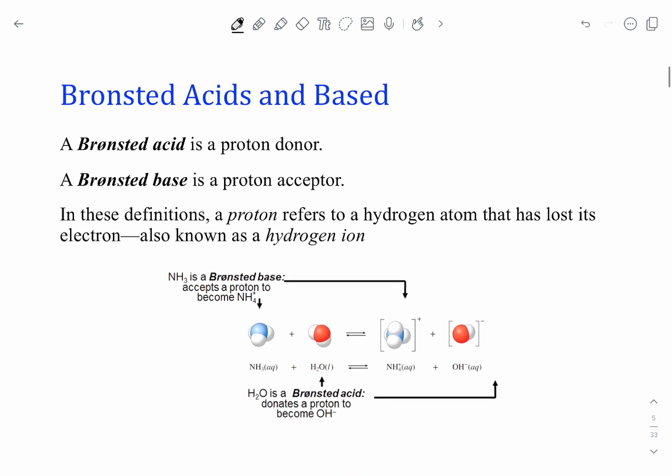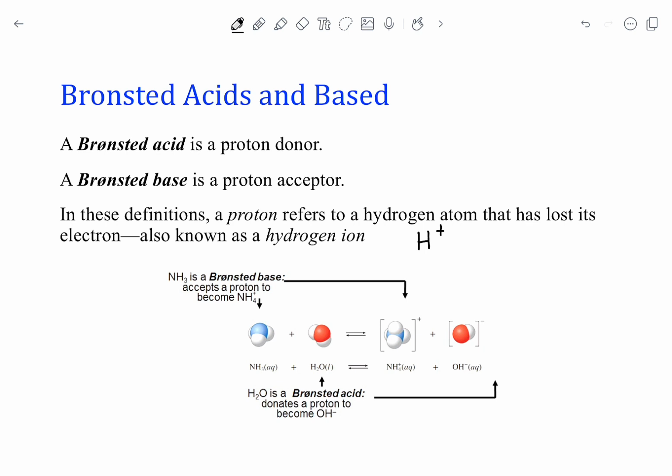Another definition of acids and bases is the Bronsted definition. And this specifically has to do with a proton. A Bronsted acid is a proton donor, meaning it will give away a proton. A Bronsted base is a proton acceptor. So the acid gives up the proton and the base will accept it. In these definitions, a proton refers to a hydrogen atom that has lost its electron, which is also known as the hydrogen ion. So remember, hydrogen ion is H+.